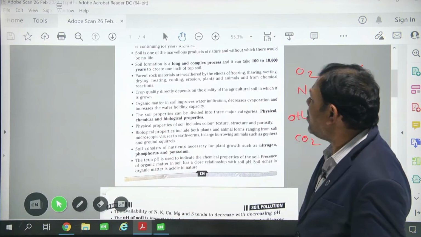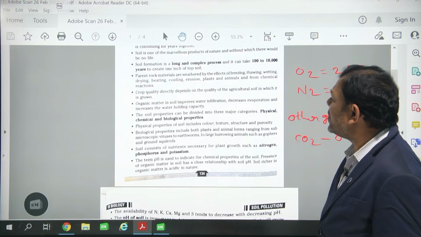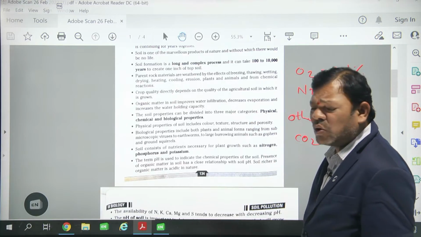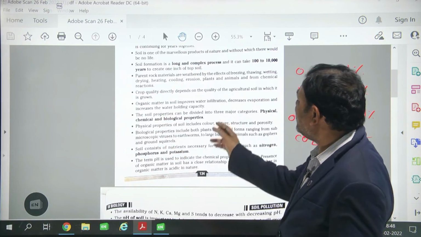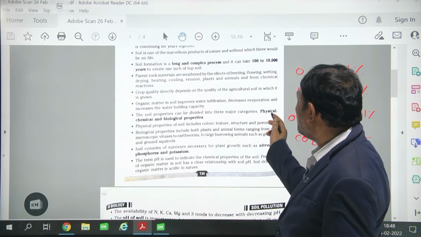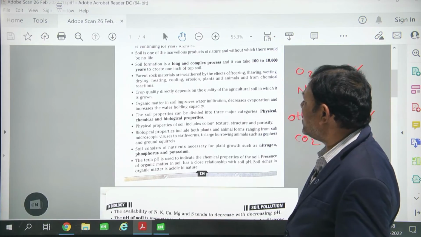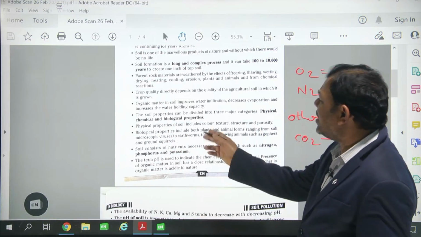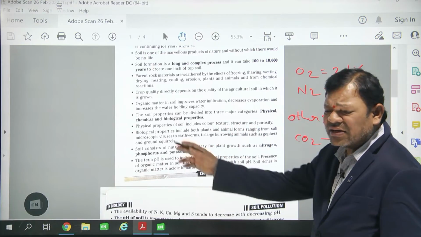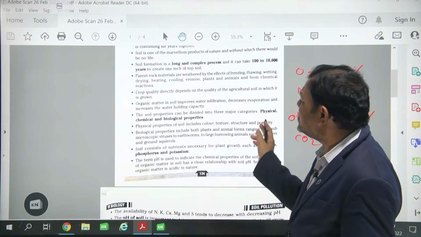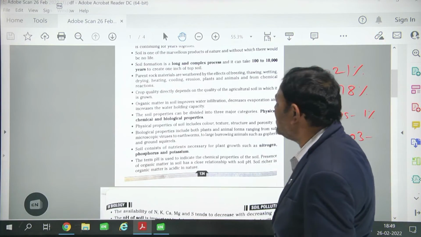Organic matter in the soil improves water infiltration, decreases evaporation, and increases the water holding capacity. So soil properties can be divided into three major categories: physical properties, chemical properties, and biological properties. In the physical properties, we can include soil color, soil texture, soil structure, and soil porosity.